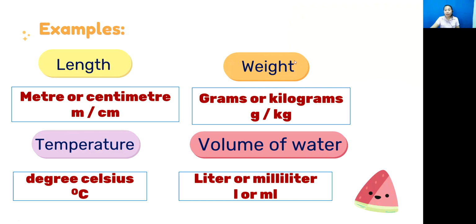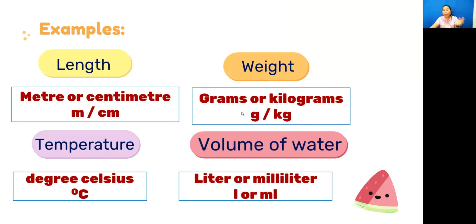Next, we have weight. Everybody say weight. Okay, weight. We also measure weight. In measuring weight, the unit that we use is grams or kilograms, okay? For example, we go to the market. We are going to buy some fruits and vegetables.